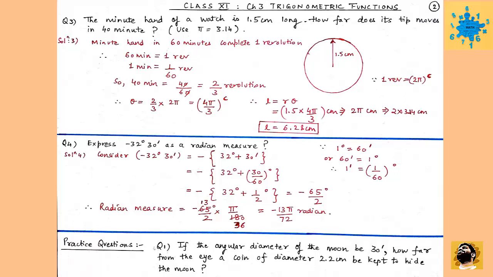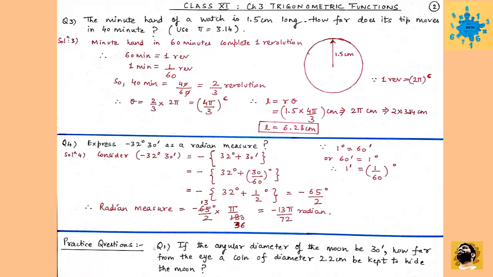We know that 1 revolution is equal to 2 pi radian. So here we have theta, which is equal to 2 upon 3 into 2 pi. So we get theta equal to 4 pi upon 3 radian. And now, since we have to find the length the tip moves in 40 minutes, L is equal to R theta. Therefore, on substituting R, which is 1.5, into 4 pi upon 3, on solving it, we get L is equal to 2 pi centimeter.